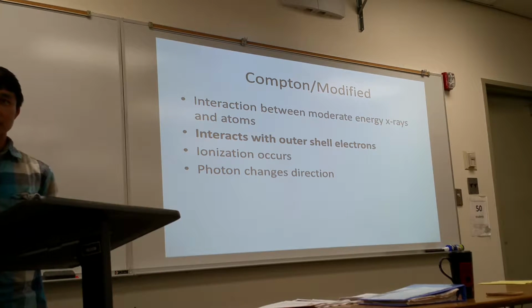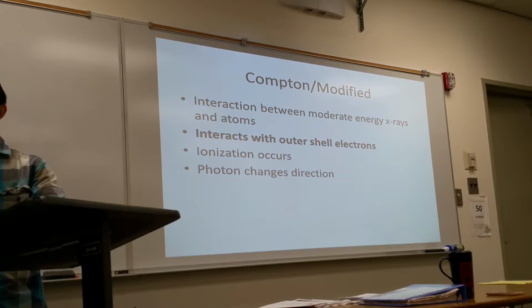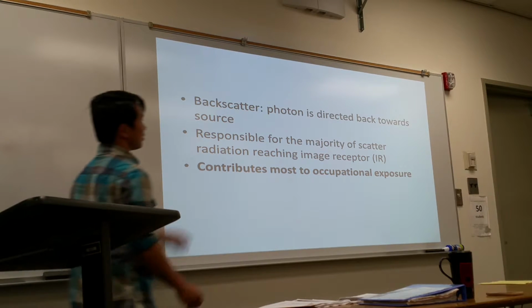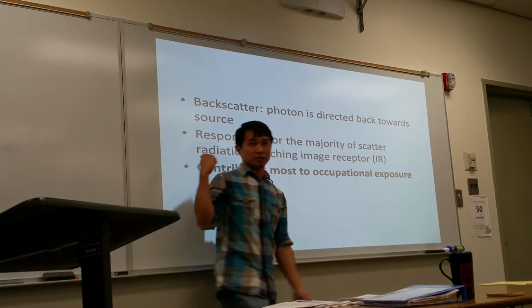With classical, it goes in the same direction and doesn't change direction. But with Compton, the photon could actually go back to the original source. That's what I call backscatter. So the scattered photon can actually go back to the original source.